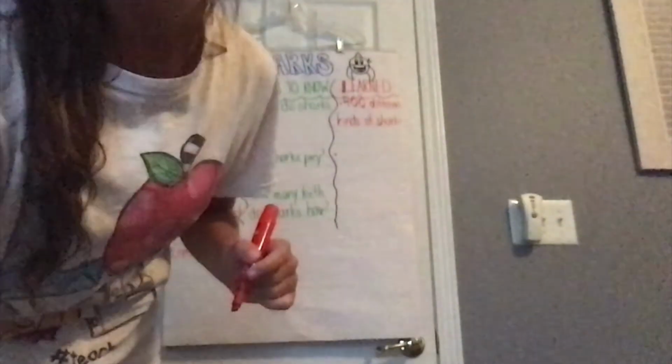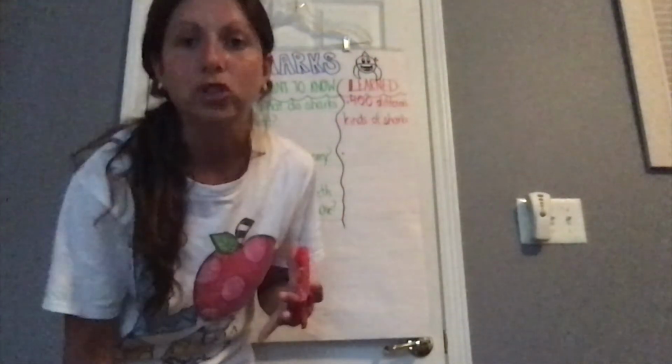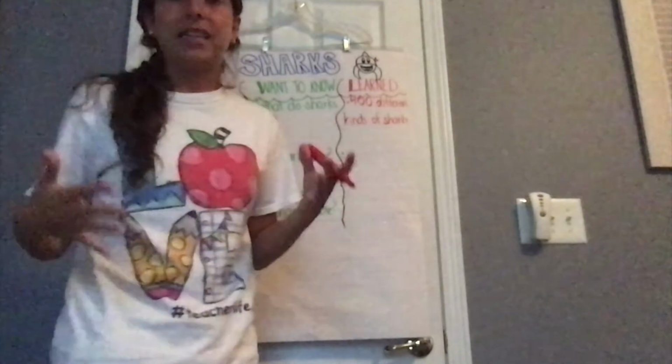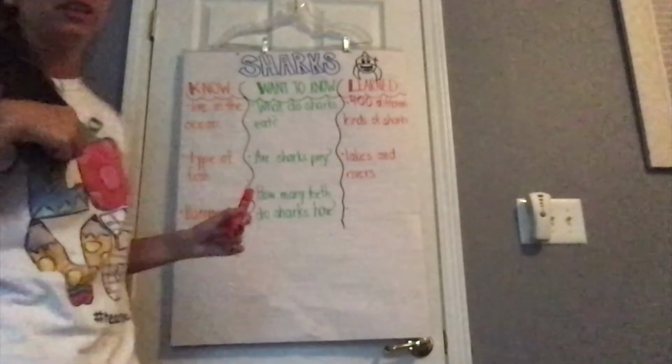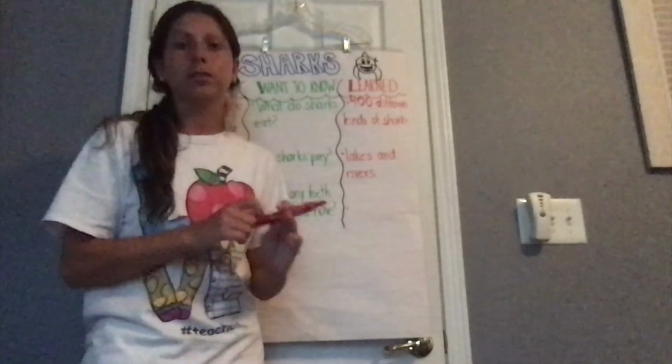Something else I learned is that they don't only live in oceans, they also live in lakes and rivers. So remember, they don't have to be complete sentences. So I'm just writing lakes and rivers. Right? Because before I said that they live in the ocean. So now I learned that they also live in lakes and rivers.